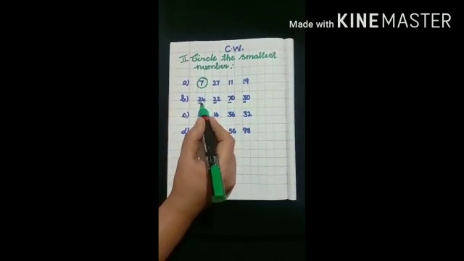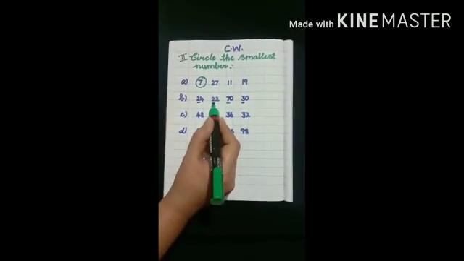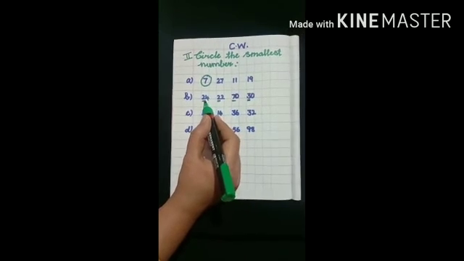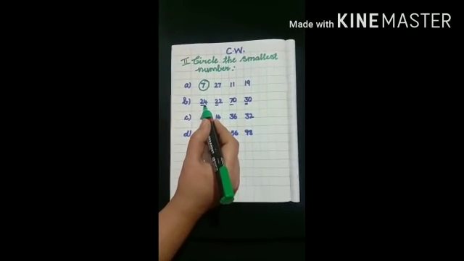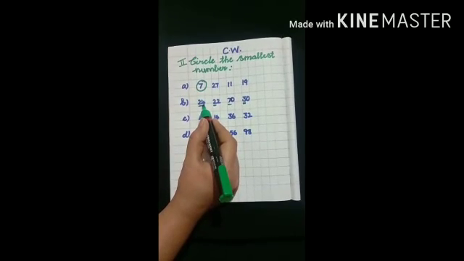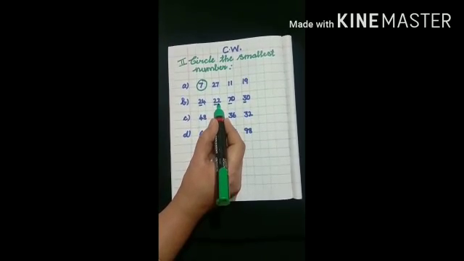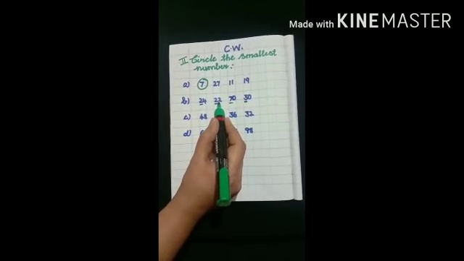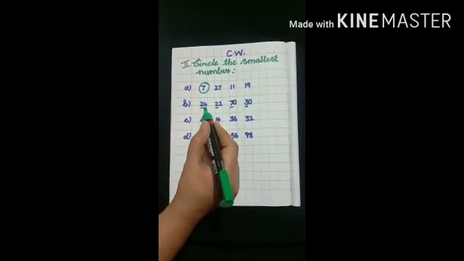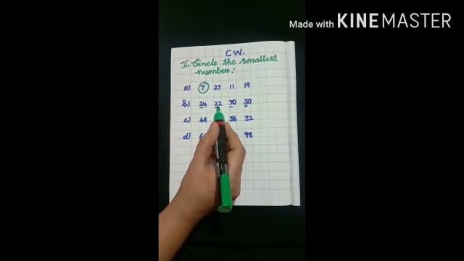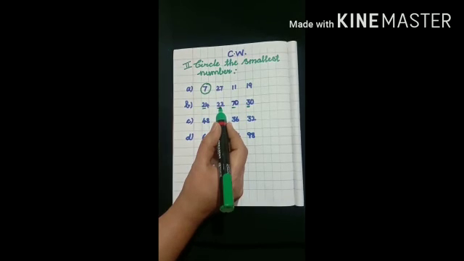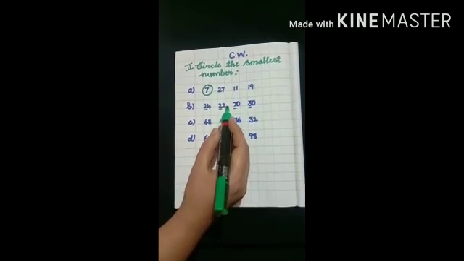Let us compare 24 and 22. In 24 and 22, the first digits are same. So compare the next digit. In 24, 4 is the next number and in 22, 2 is the next number. So which is the smallest number here? 2 or 4? Yes, 2 is the smallest number. So 22 is the smallest number.